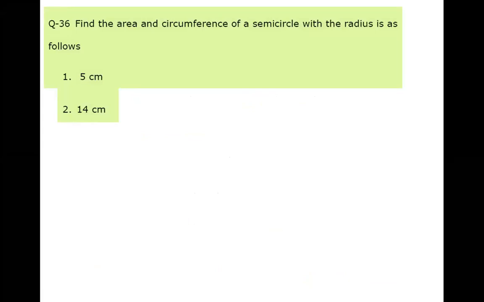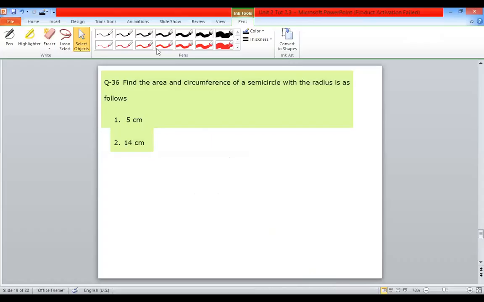Find the area and circumference of a semicircle. So the first question is mine, the second is yours. Here the area of semicircle. Radius is given, r is equal to 5 centimeter. First of all, find the area.